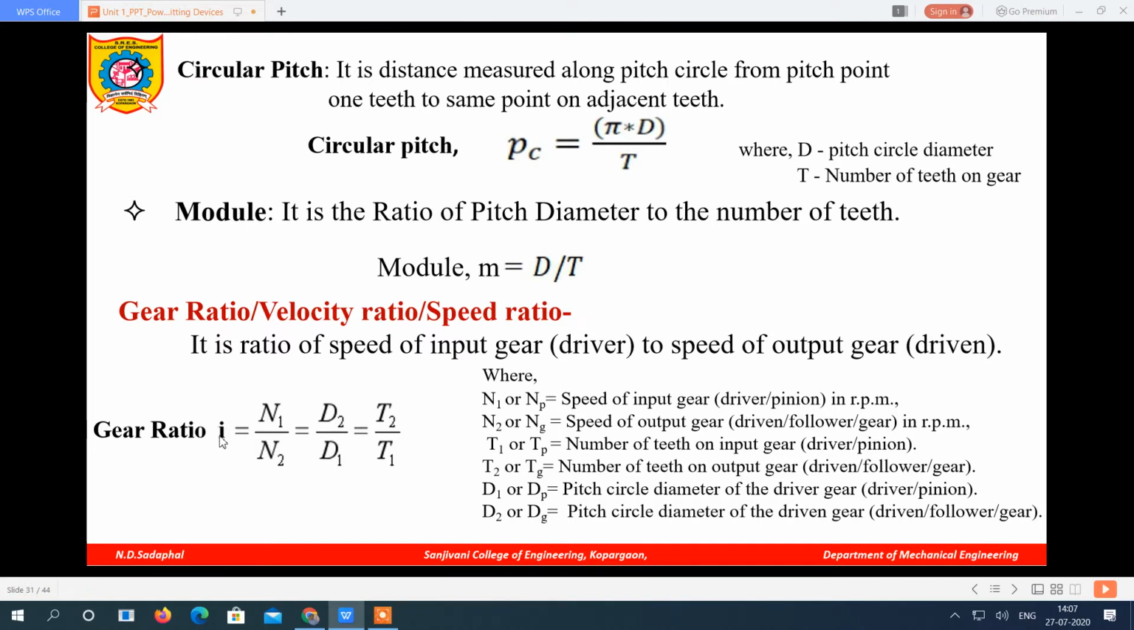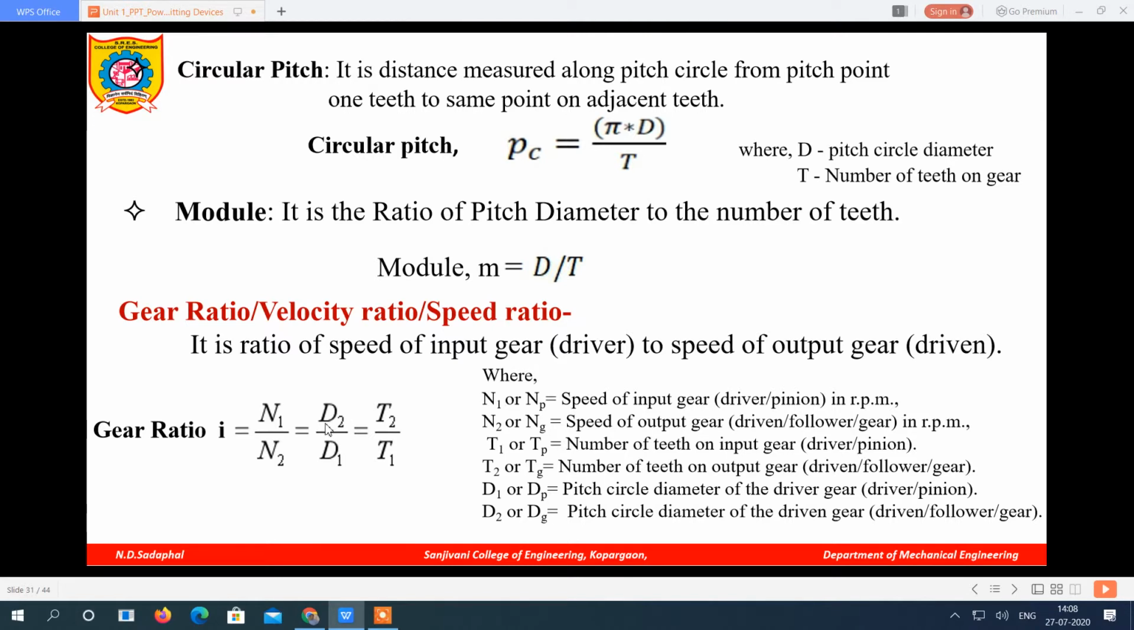It is equal to capital N1 upon capital N2. Capital N1 is the speed of the input gear. The input gear is also called the pinion, or the driver. That speed is in RPM, revolutions per minute. So it is the speed of the input gear to the speed of the output gear. It is also equal to D2 upon D1.